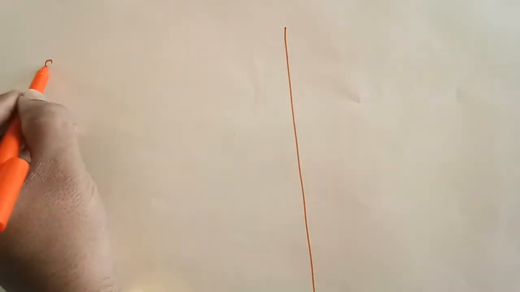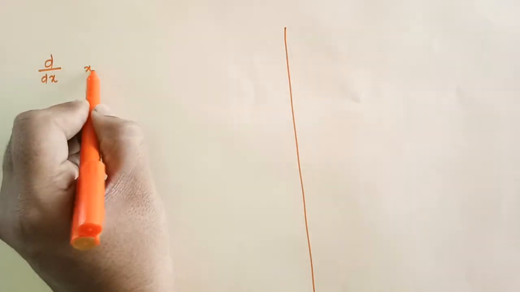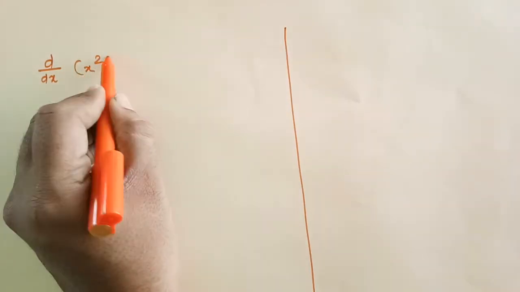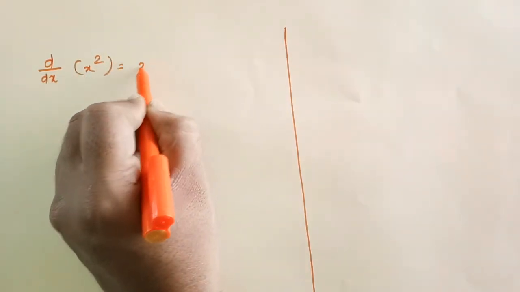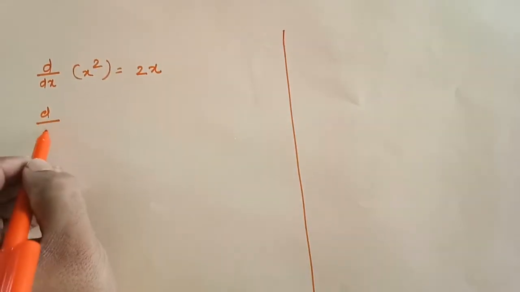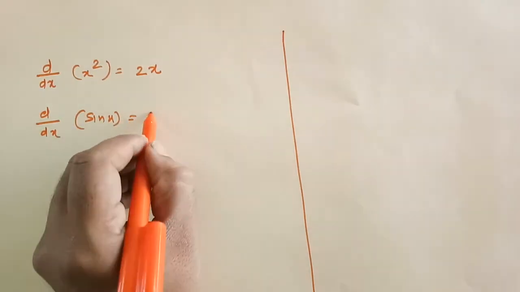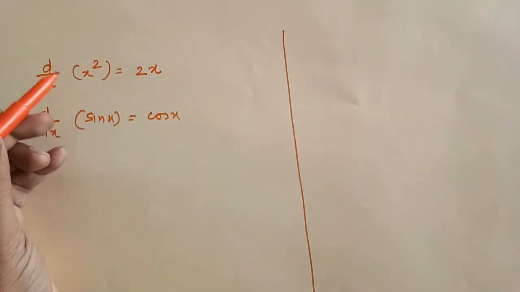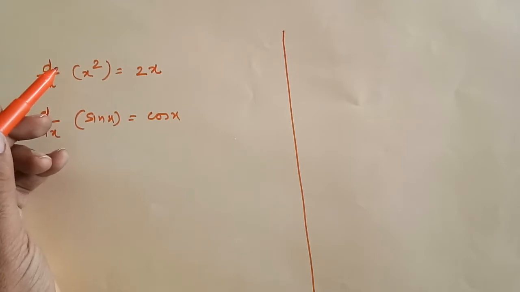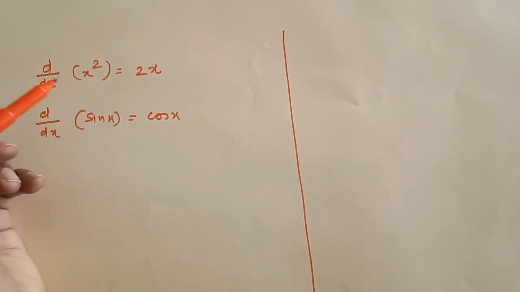So suppose I'm asking you the derivative of the following functions. The derivative of x to the power 2 is 2x. Now the derivative of sine x is cos x. You don't have to write dy by dx, because that's a common mistake students make, like dy by dx into x squared. It doesn't make any sense, since you're finding the derivative of x squared.